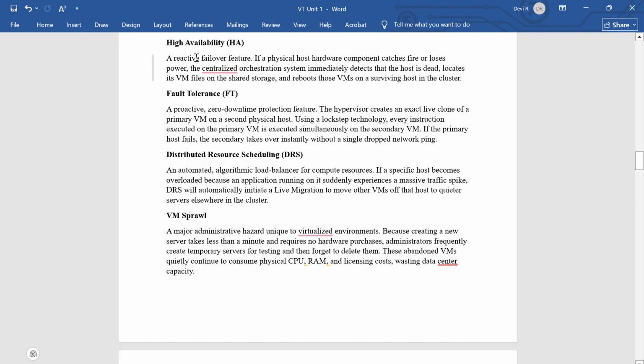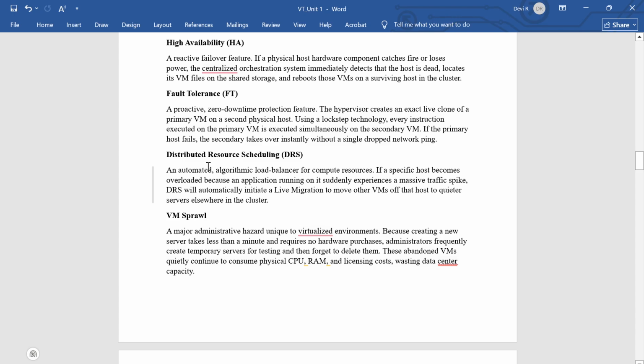So this is also dependent on availability. And using lockstep technology, every instruction executed on the primary VM is executed simultaneously on the secondary VM. If the primary host fails, the secondary takes over instantly without a single dropped network ping. Right? So that is what is represented here.